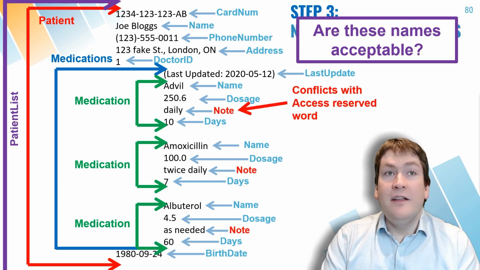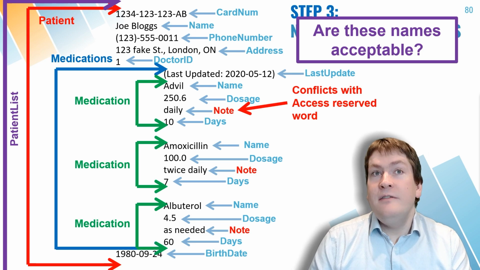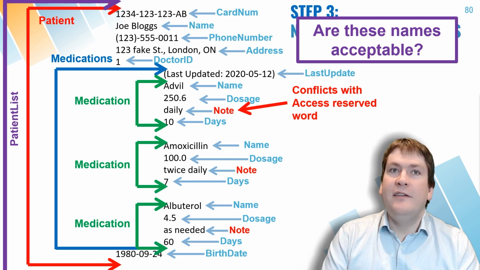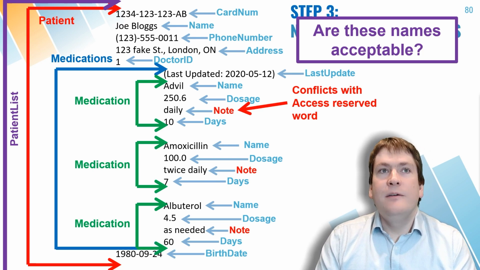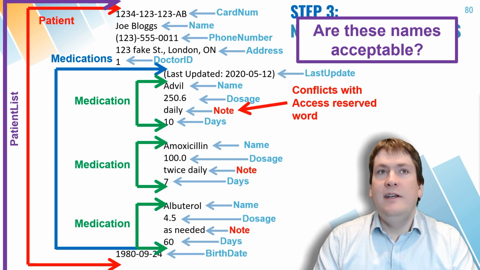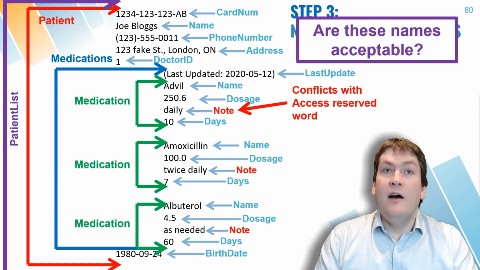So the first one is note. So there's a problem with this, and that's because it conflicts with an Access reserved word. I showed you that list before, and note was on that list. So it's completely valid XML to use note as a group name or a data element name, but it's not going to be helpful when we start importing it into Microsoft Access.